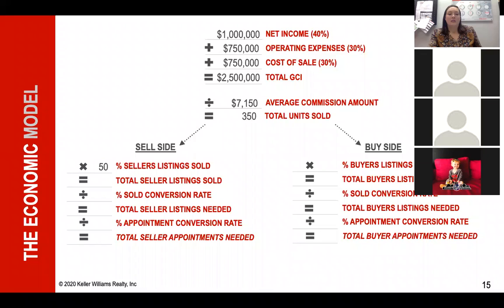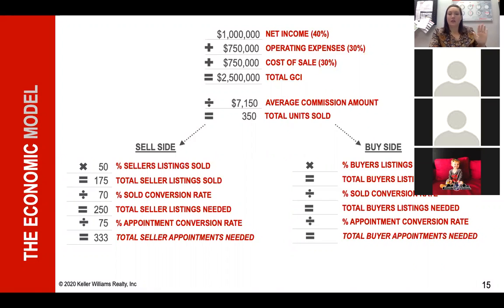So 50% sellers out of the 350 gives you 175. The conversion here they've applied is 70% from the listings to them being sold. So multiply that out, and that gives you 250 listings needed. A 75% appointment conversion rate gives you 333 seller appointments.